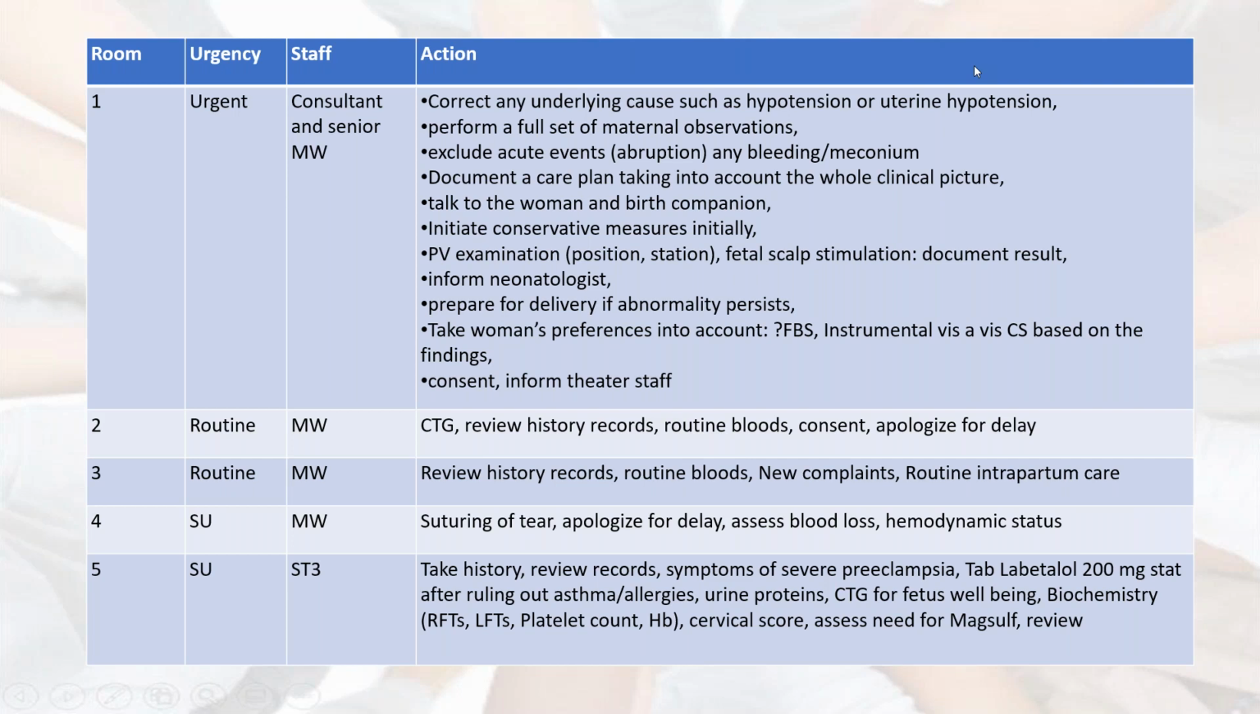Labetalol you would need to give tablet if she's conscious. Tab labetalol after ruling out asthma and allergies, and after half an hour, if that doesn't work, then IV labetalol would be needed to be given. CTG for the baby, cervical score, biochemistry, renal function test, liver function test, platelet count, hemoglobin, and I would consider magnesium sulfate. Now you are the ST5, so you say I would consider, because you have to discuss with the consultant. So I would consider magnesium sulfate for her, and that is a 4-gram IV dose. Okay. So that is what it is.